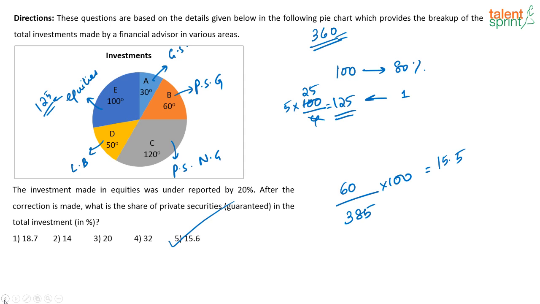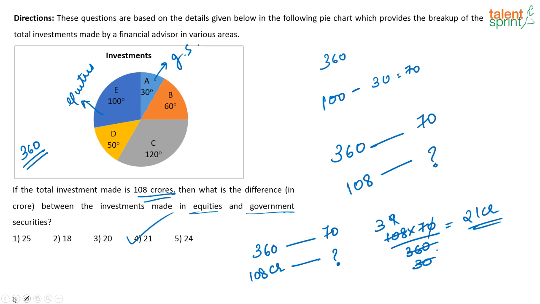Now, this is the total investment, and what is the question? What is the share of the private securities guaranteed? So, out of this 385, how much has been invested there? That is 60 only. It is not changing. So, 60 divided by 385 into 100. I hope it's clear now, Vidya.